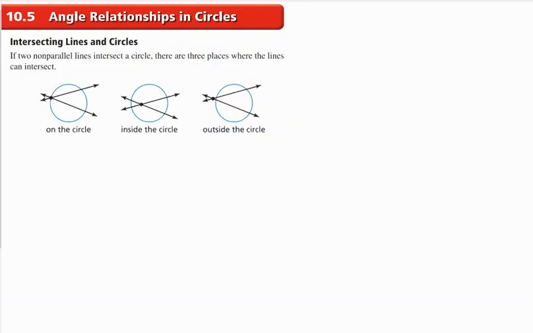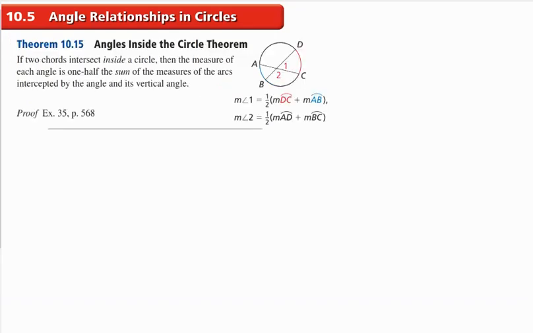Intersecting lines and circles. If two non-parallel lines intersect a circle, then there are 3 places where the lines can intersect: on the circle itself, the interior region, or the exterior region. And we've seen the theorem when it intersects on the circle will be 1/2 the intercepted arc. Now let's look at the theorem for when it intersects in the interior region. So there's the interior intersection.